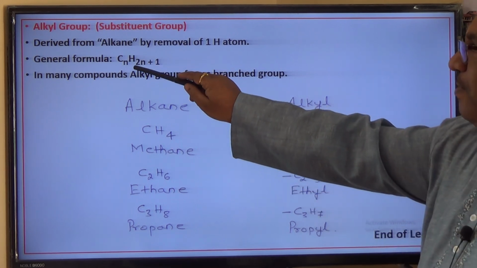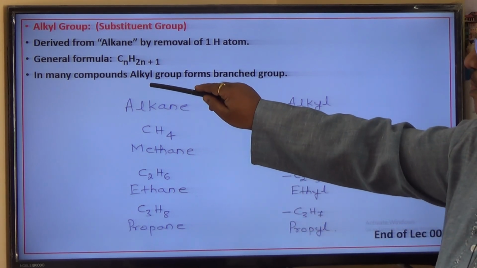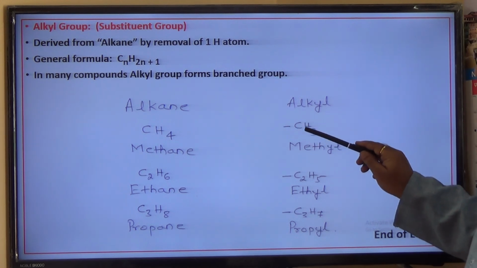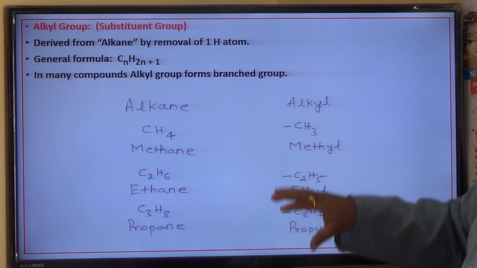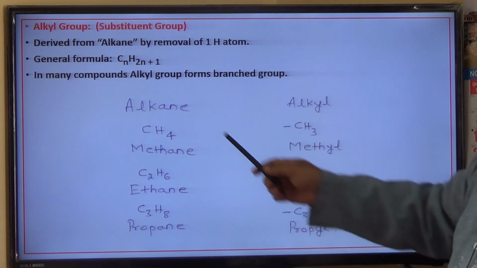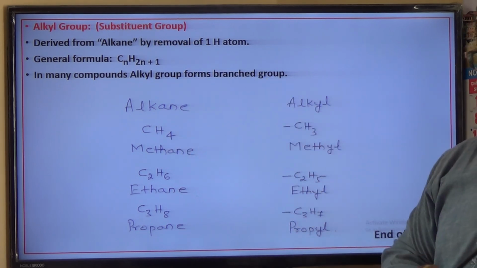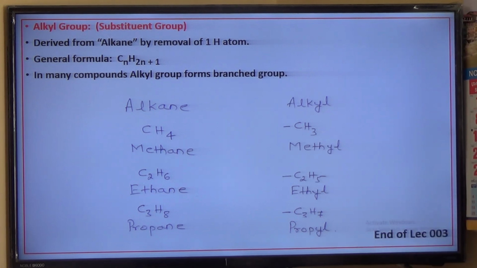The general formula for alkyl group is CnH2n+1, and in many compounds alkyl groups are branched groups. That means this group can be taken and attached to the parent chain. Wherever there is a parent chain, you can take this group and attach it to the parent chain, and therefore we call these alkyl groups substituent groups or branched groups. Okay, so make a note of this also.